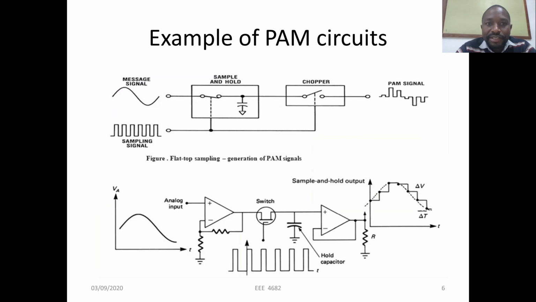You will have the message signal, which is in sinusoidal form, analog in nature. The pulse carrier, also analog in nature. When the 2 meet in the modulator, you get the PAM signal as illustrated on the output after the chopper. The diagram below just shows the details of the sample and hold circuit and the details of the chopper to generate basically a PAM signal.